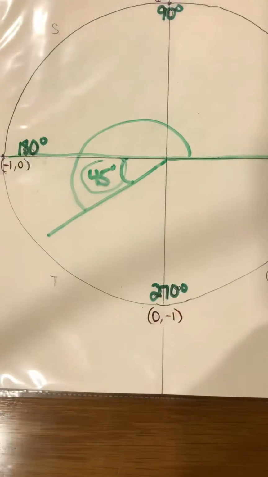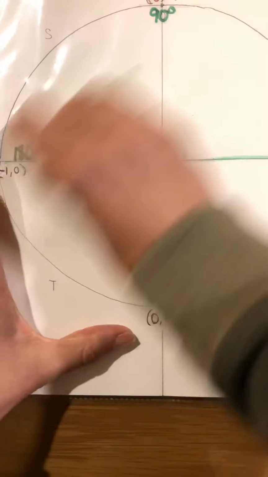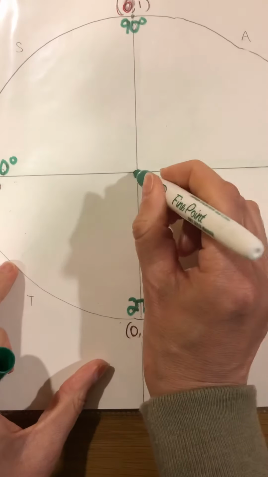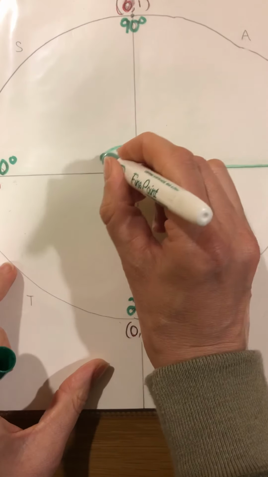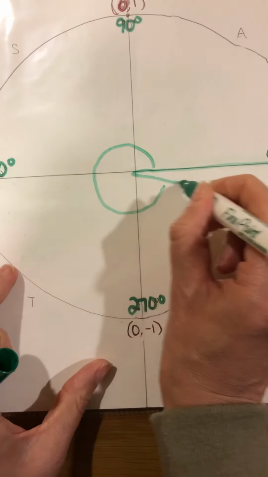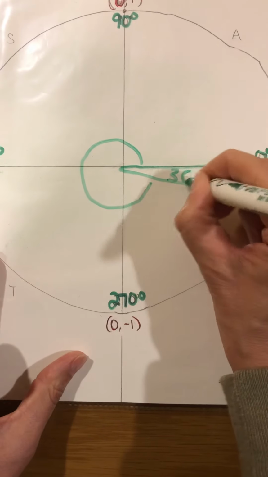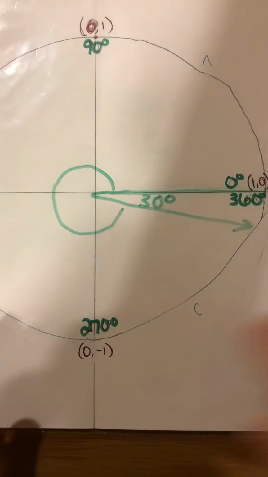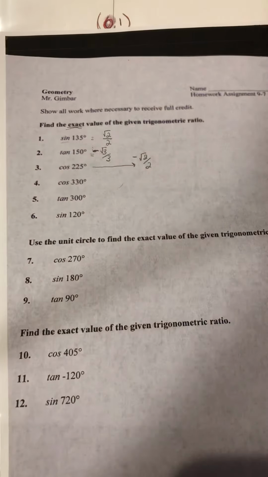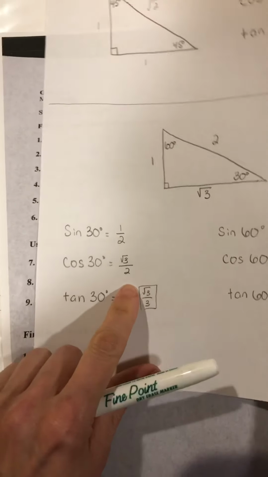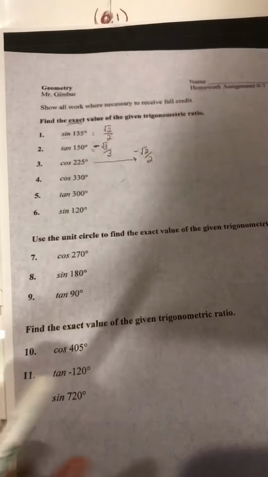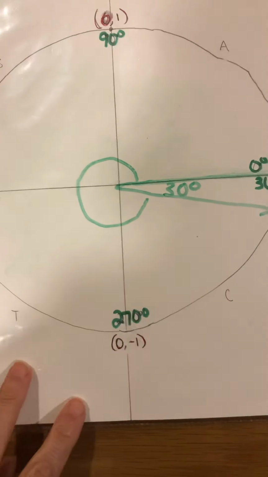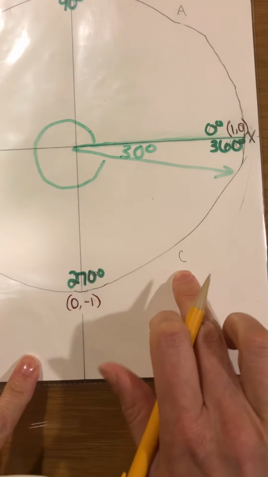Next, cosine of 330. Okay, 330 degrees from the initial ray all the way around would be about here. So it's 30 degrees away from 360. So the reference angle is 30. So now we're looking for cosine of 30 degrees. Right here, radical 3 over 2. Is it positive or negative? It's in quadrant 4 where we have a C for cosine.